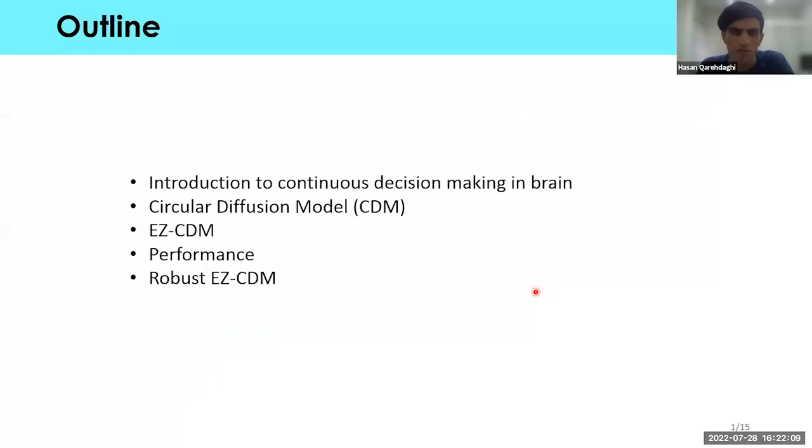This talk is about fitting a model of continuous decision tasks to data. So I will first briefly talk about continuous decision-making tasks and circular diffusion model, and then introduce the method and illustrate its performance. And then I will talk about the robust version of this method.